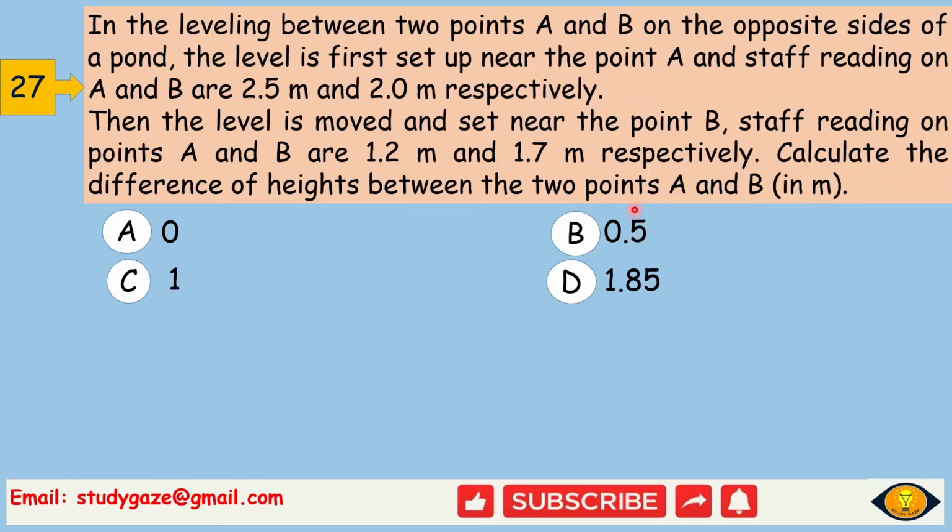So when there is a pond case or river case, you have to apply reciprocal leveling. Okay, so what is the reciprocal leveling? When you apply the reciprocal leveling, it will give you the answer 0. So the correct answer is A, 0. When you apply the reciprocal leveling in this equation, you will get the answer 0.